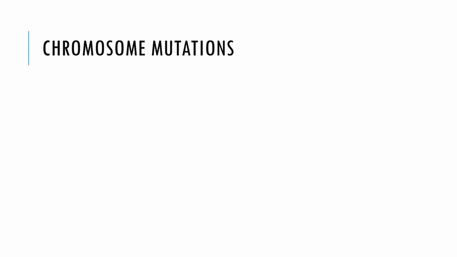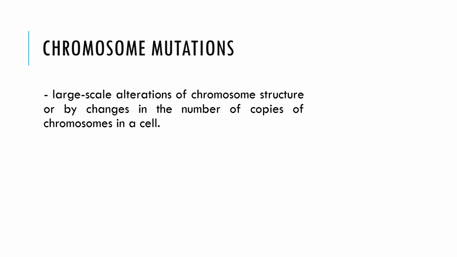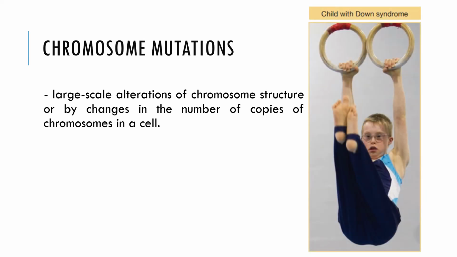So what are chromosome mutations? They are large-scale alterations of chromosome structure or changes in the number of copies of chromosomes in a cell. As shown in the picture, this is an affected child with Down syndrome.